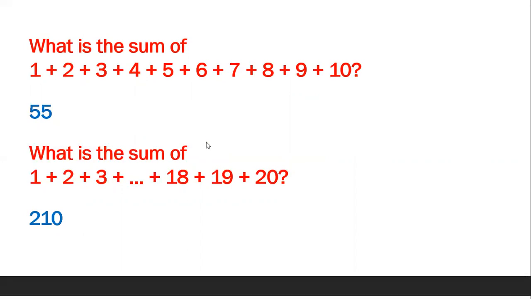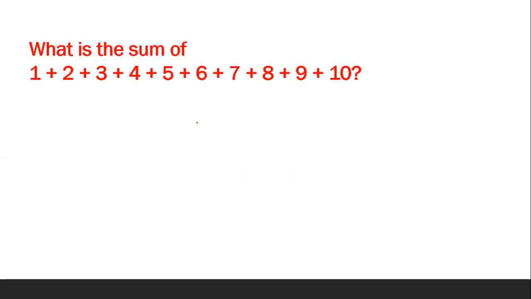So now let's try to analyze the first question. 1 plus 2 plus 3 plus 4 plus 5 up to 10. The answer here is 55. If you add the numbers one by one, 1 plus 2 is 3, 3 plus 3 is 6, 6 plus 4 is 10, and so on. But then it will take time. It is quite long for us to add one by one, okay? So there is a pattern that you can see here.